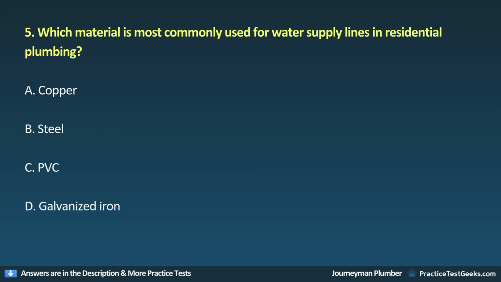5. Which material is most commonly used for water supply lines in residential plumbing? A. Copper. B. Steel. C. PVC. D. Galvanized iron.